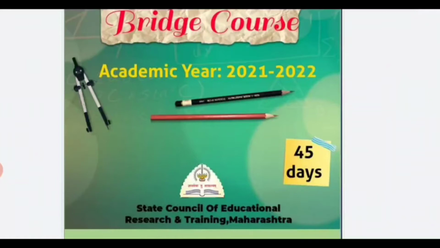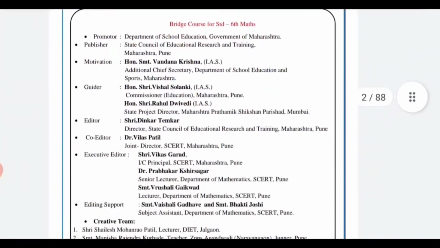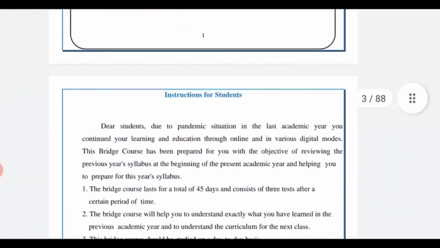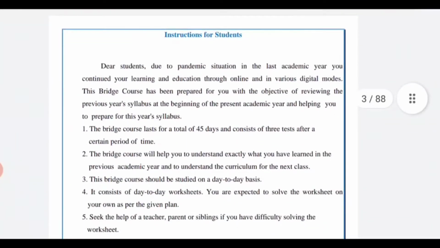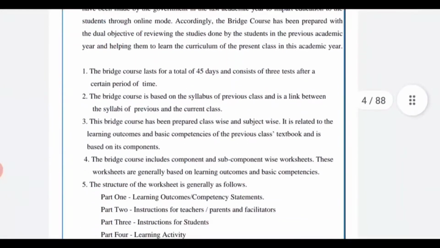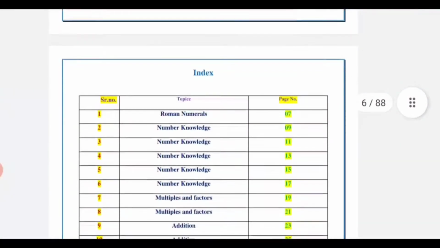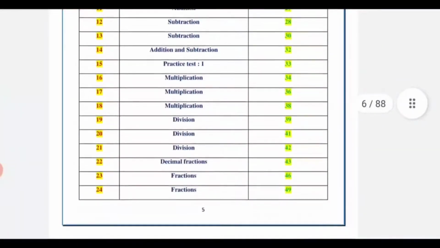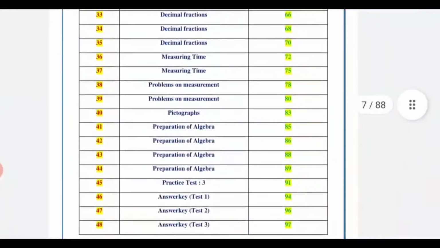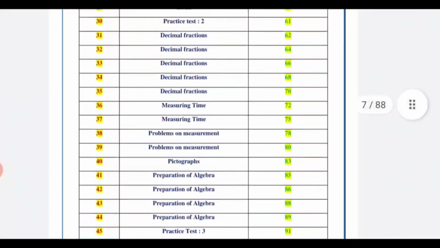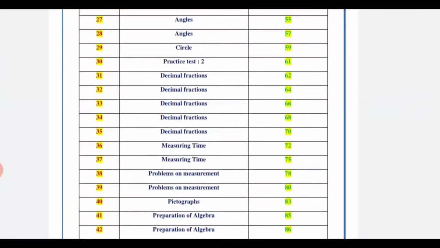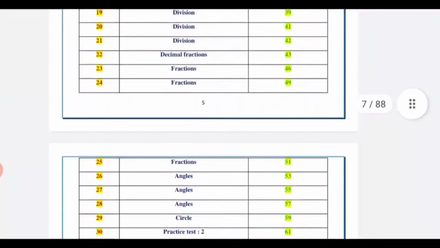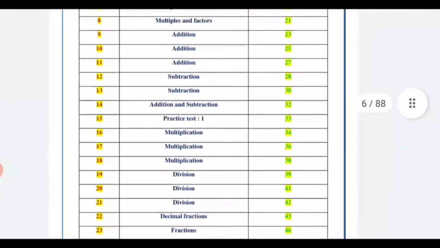When you go down in this PDF, you will see the working committee for the bridge course. Then there are instructions for students, so you will have to read these instructions. After the instructions, there is an index for all these 45 days. Can you see, for 45 days we will be having this bridge course, and in between we can see there are tests.